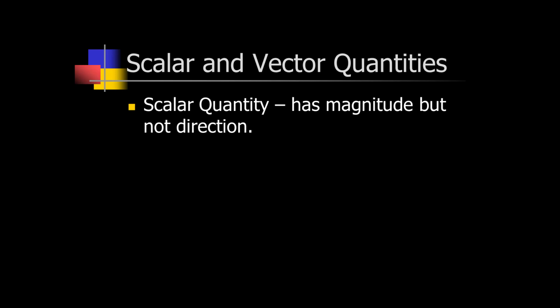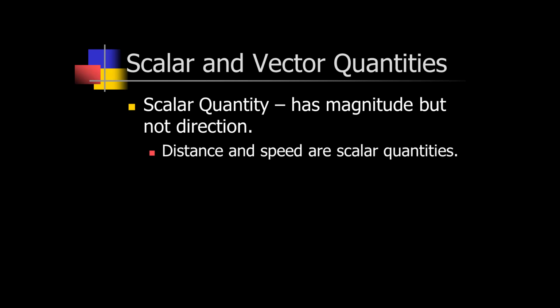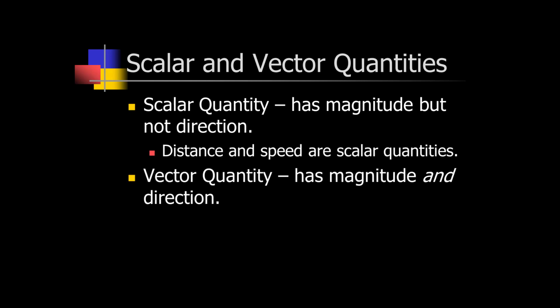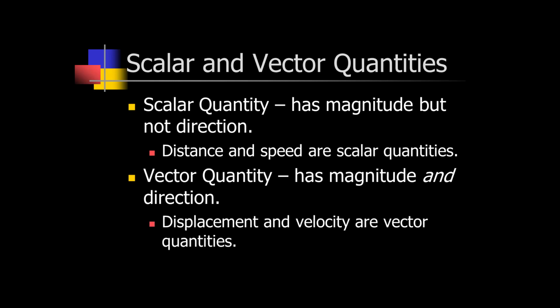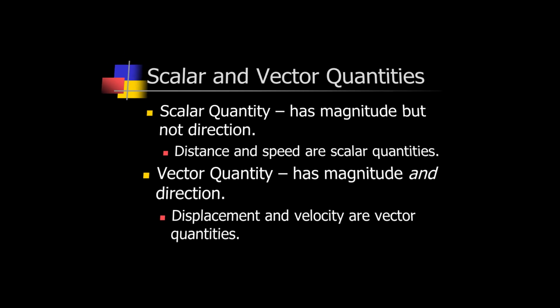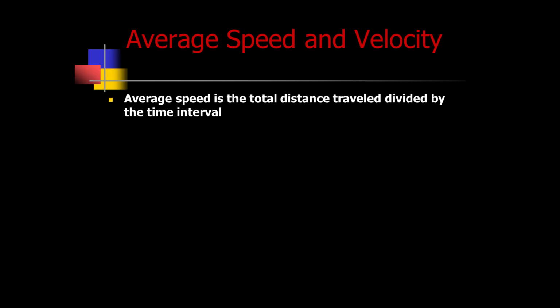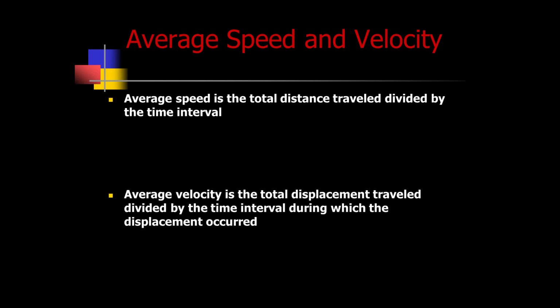So which ones are scalar quantities, which ones are vector? Scalar quantity has magnitude but not direction. So distance and speed are scalar quantities, and you know that vector quantity has magnitude and direction. So displacement and velocity are vector quantities. What about average speed? It is the total distance traveled divided by the time interval. And average velocity is total displacement divided by the time interval during which the displacement occurred.